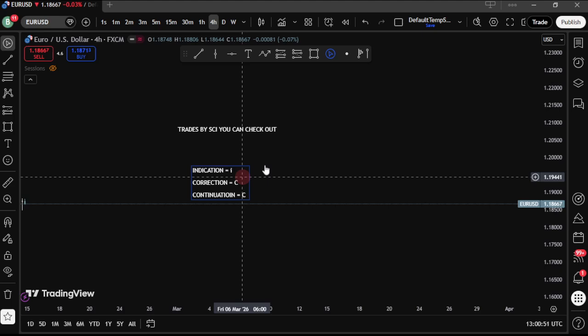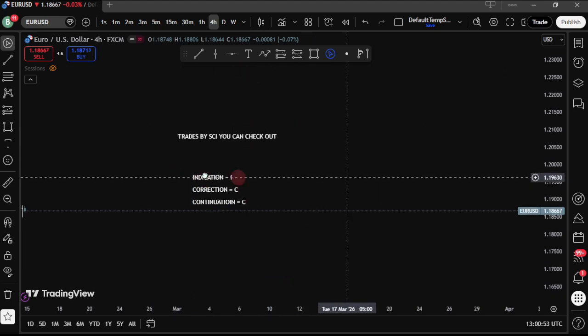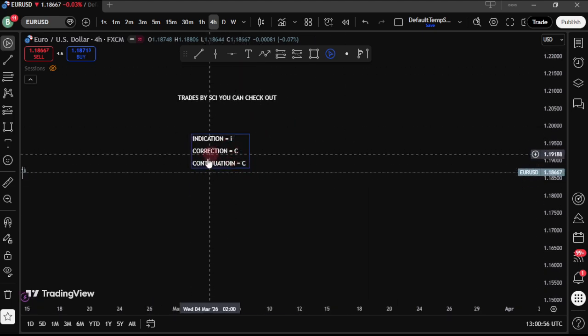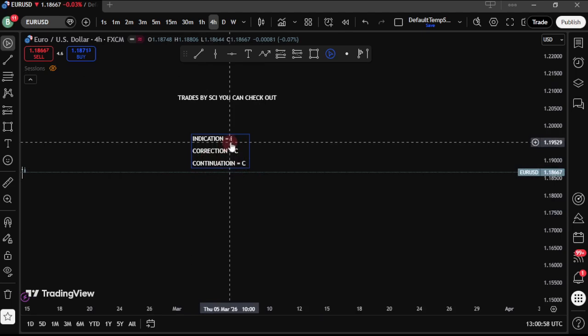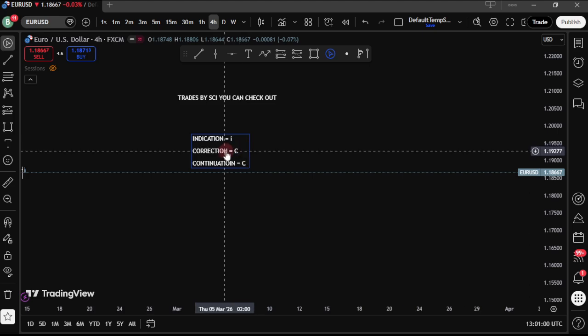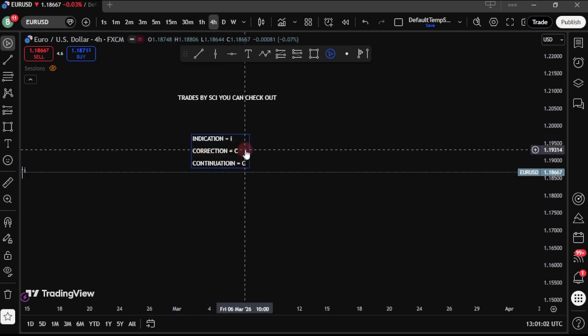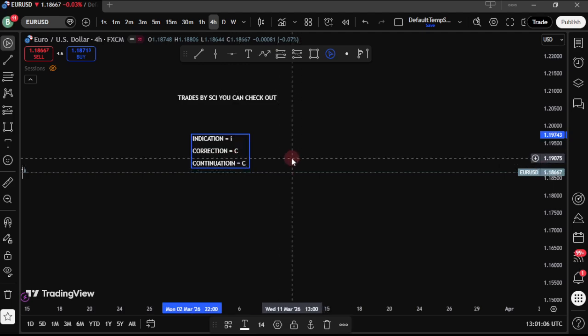It's not something that is difficult. It's the same thing as smart money concept, but it has been named differently in my perspective. The most different thing about ICC and SMC is that we enter differently. For ICC we enter differently, and for SMC, smart money concept, we enter differently.